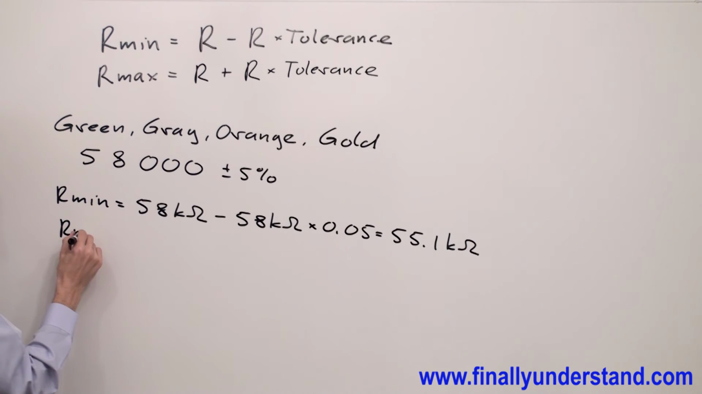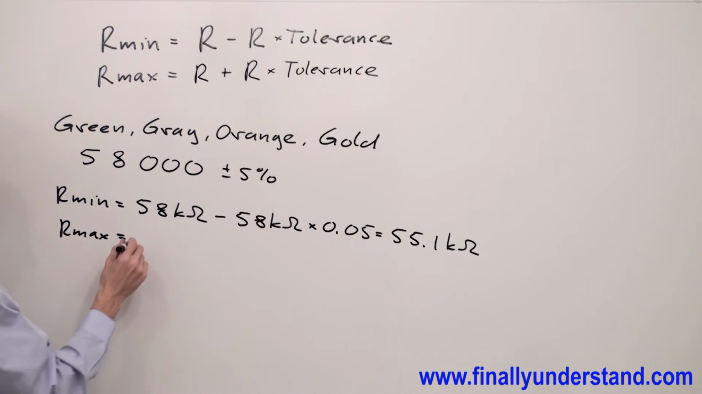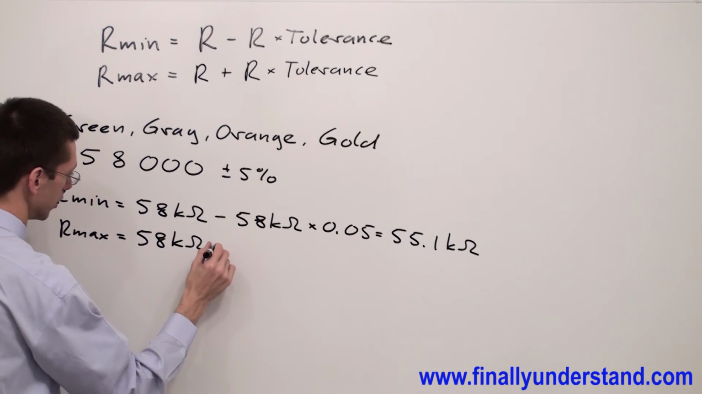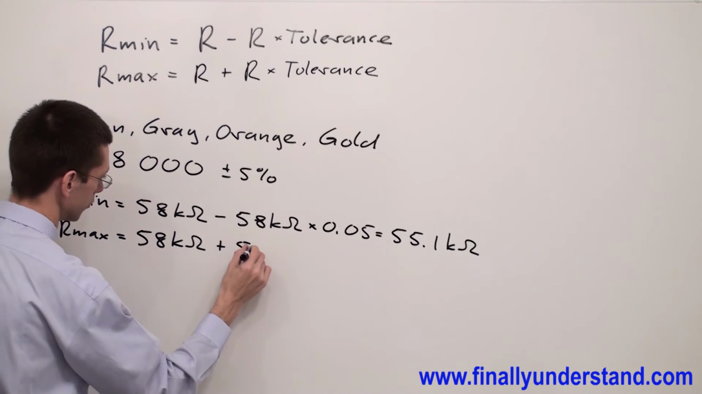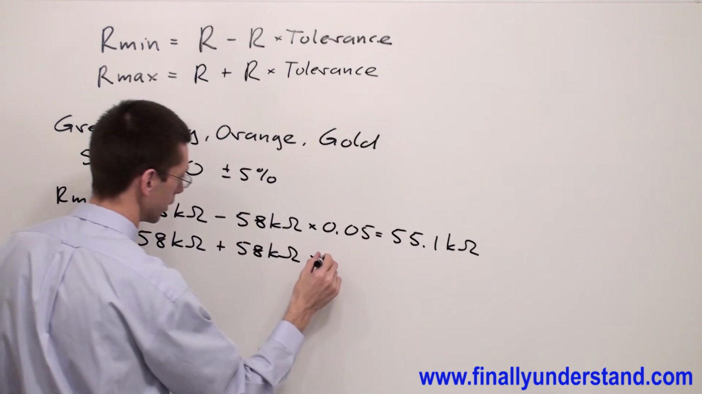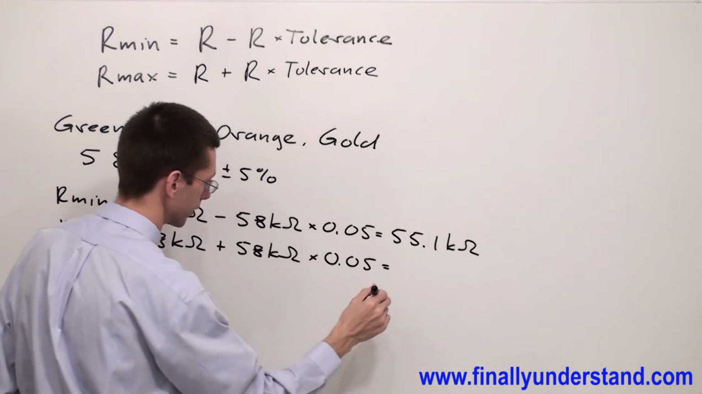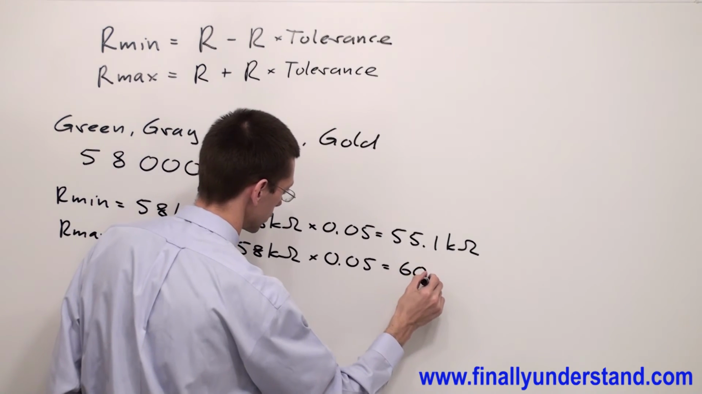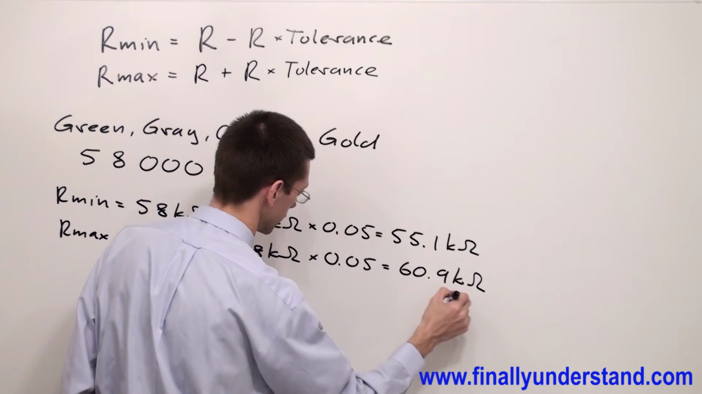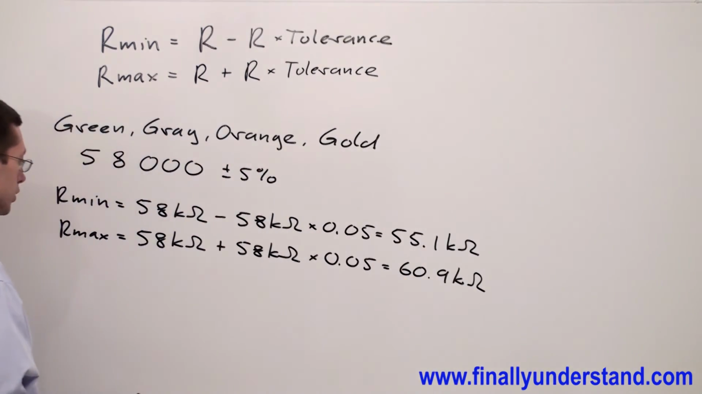R max, the maximum value of my resistance, could be 58 kΩ plus 58 kΩ times 0.05, which equals 60.9 kΩ. This is the possible maximum value of my resistor.